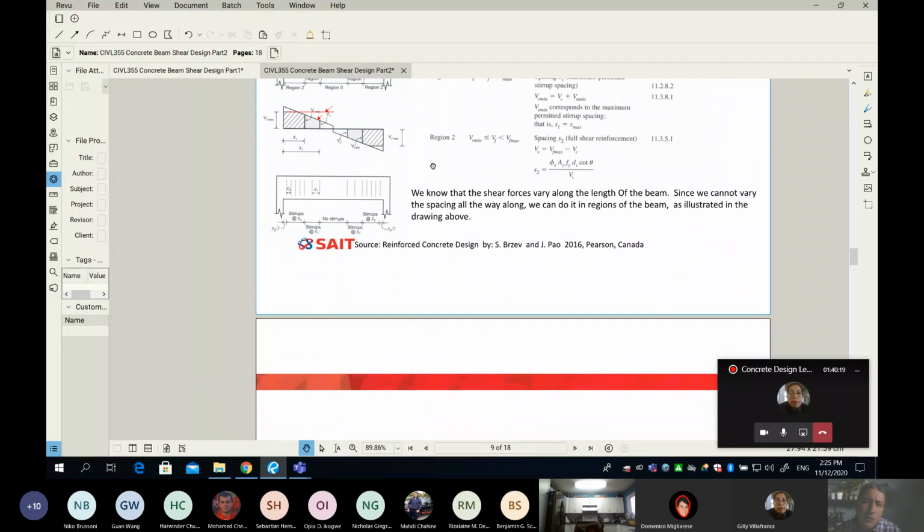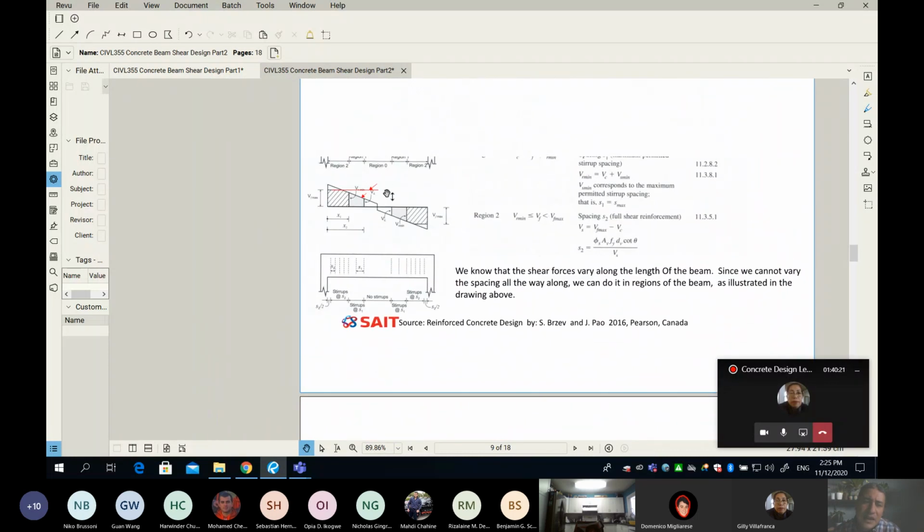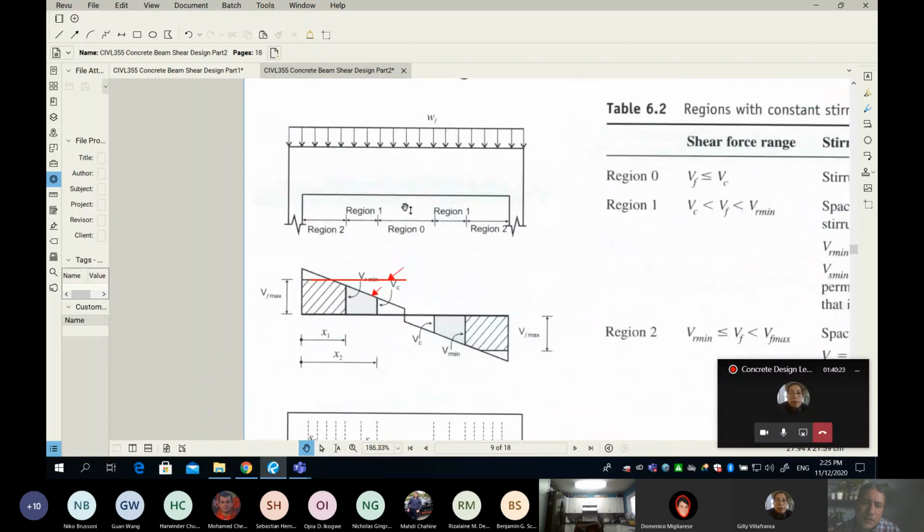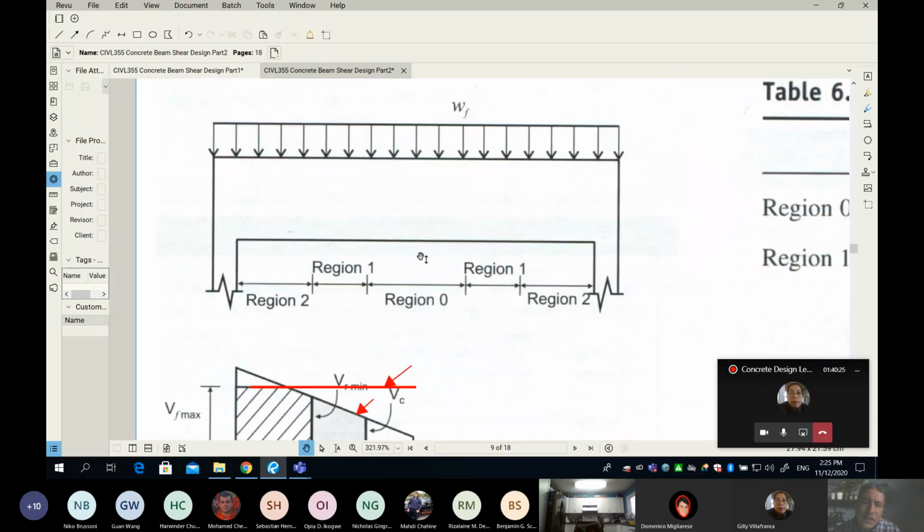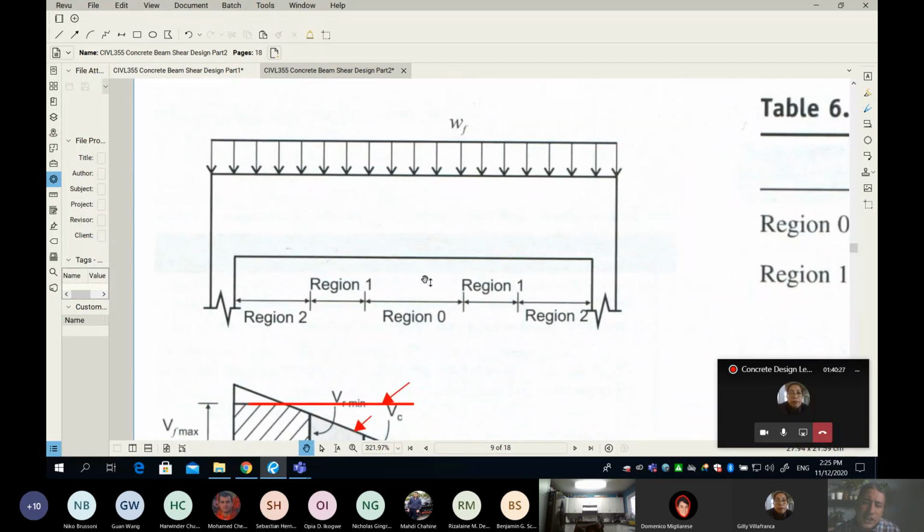So how do we design our beam? Simply in regions. Please look at my diagram here. We design the beam in regions. Okay? And so first of all, we look at: can I get rid of all the stirrups? Maybe yes, maybe no. It depends on the code. So the code sometimes says yes, sometimes no, I need some stirrup.